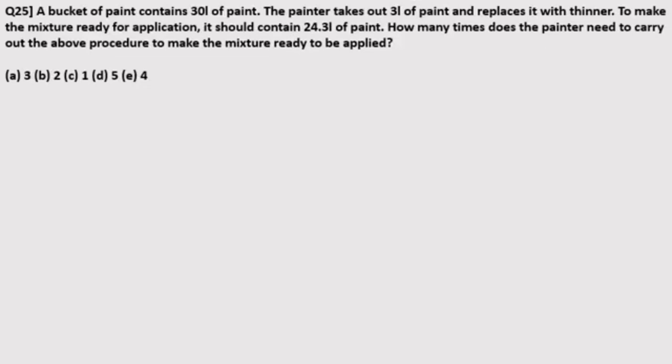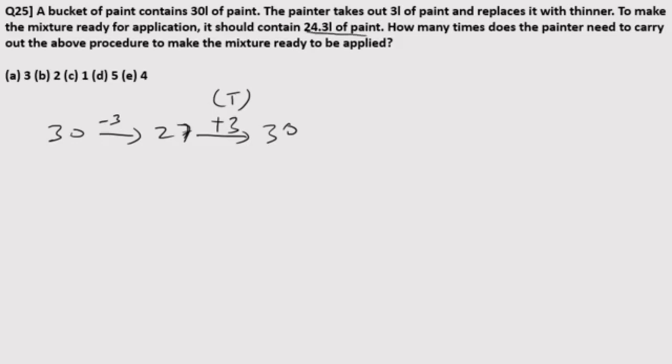Now question number 25, that says a bucket of paint contains 30 liters paint. Initially 30 liters was complete paint. Now a painter takes out 3 liters, minus 3, so I am left with 27 liters, and replaces with thinner. I replace it means plus 3, and this is thinner, and I am back to 30, right? To make the mixture ready for application, it should contain 24.3 liters paint.